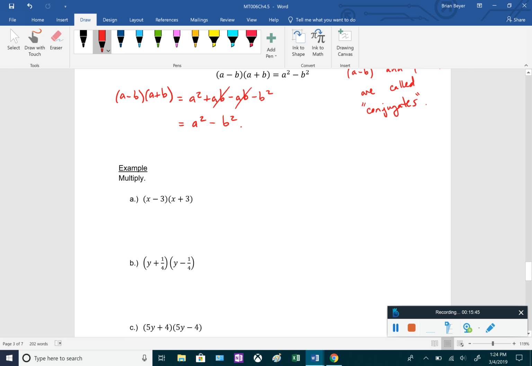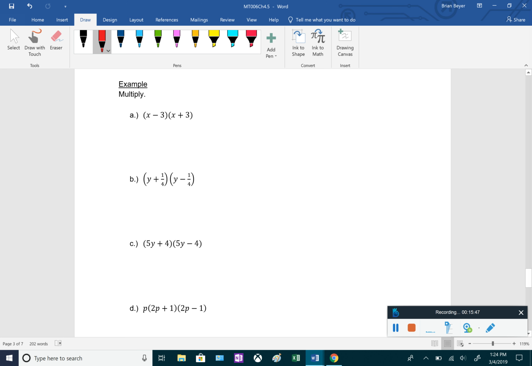Okay, so let's use the shortcut for this. So we have x minus 3 times x plus 3. So we see that they're the same two terms in both binomials. One's addition, one's subtraction. So the answer is going to be the first one squared minus the second one squared, which is x squared minus 9. And I'll write over here just or FOIL it.